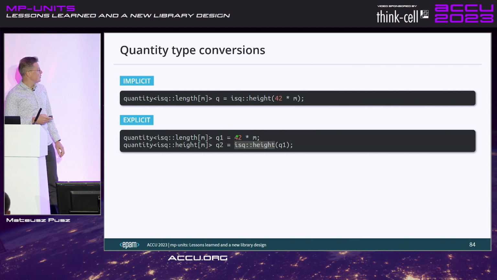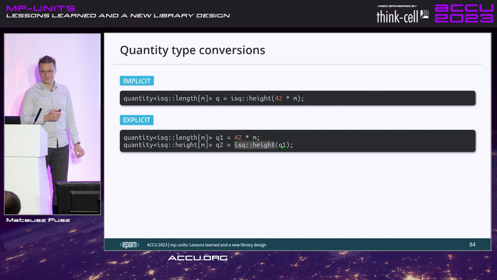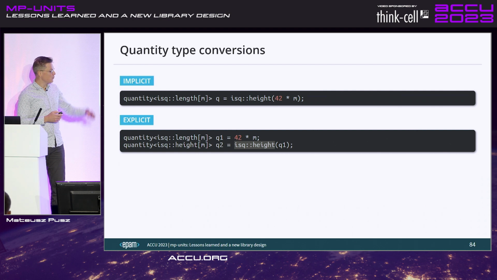However, the other way around is not possible, right? If you have a length and another one is a height, you cannot just implicitly assign it. So you have to use this syntax, as we've seen before, to convert explicitly to height our quantity, to downcast through the tree, right?